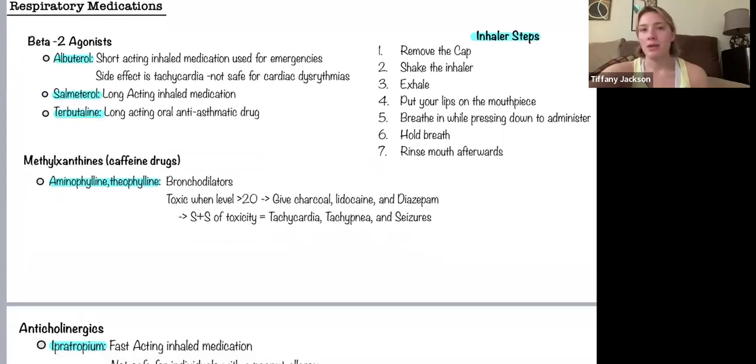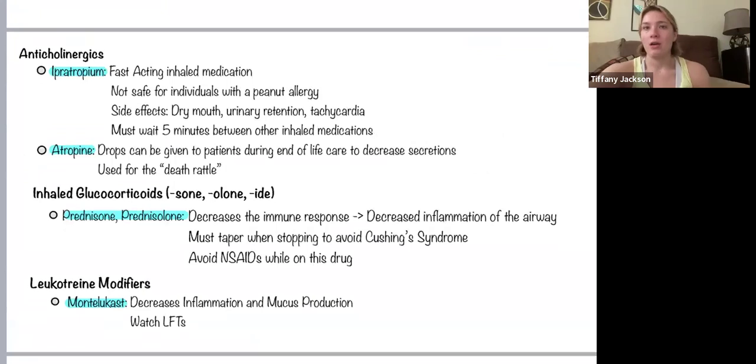All righty, up next we have our anticholinergics. First up, we have our ipratropium. This is a fast-acting inhaled medication, but because it's an anticholinergic, you'll hear me talk about this a lot. If we have an anticholinergic medication, they're all going to have the same side effects. We call it our anticholinergic dries. Can't see, can't pee, can't spit, can't poop, essentially. They're going to dry up the body, okay? This can lead to urinary retention, tachycardia, and dry mouth.